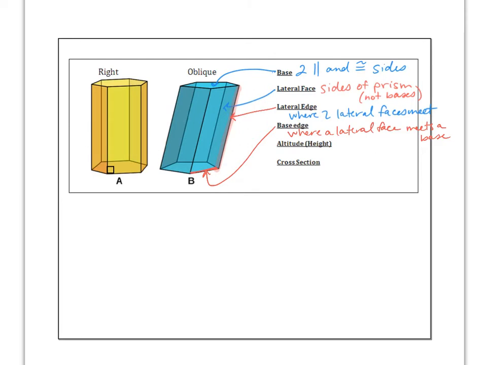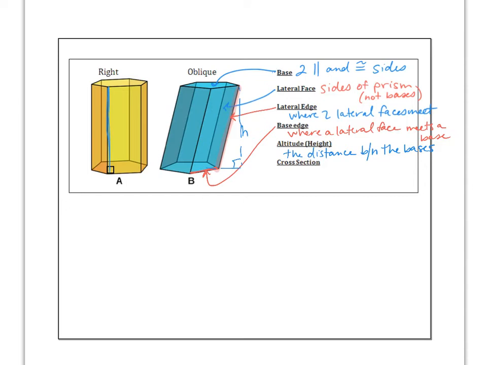Altitude is the height. Now, the way that you define the height, sometimes your prism is oblique and it's tipping over. So the way that you should define your height is the distance between the bases. Sometimes it's the same as your lateral face, but sometimes your height might be outside of your object. It has to be perpendicular to the base.